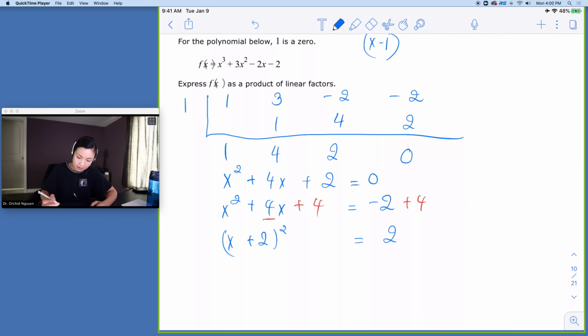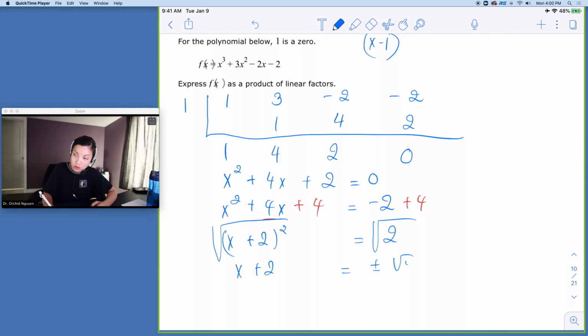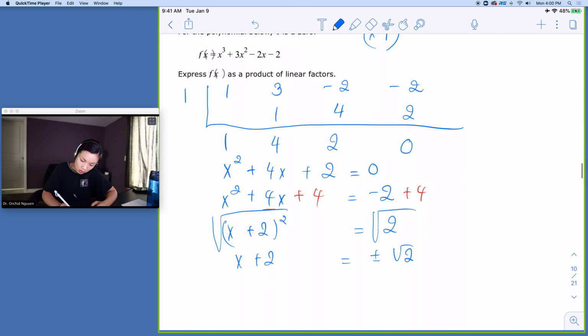So what I have is I'm taking the square root here. So x plus 2 is plus and minus square root of 2. So my solutions are x equals -2 plus and minus square root of 2.